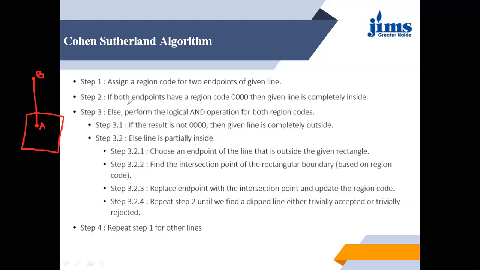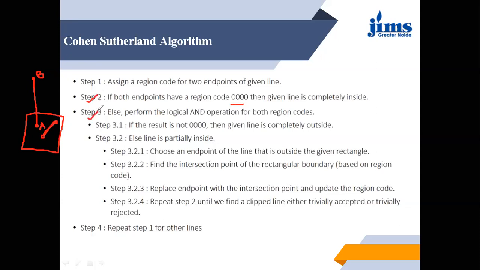Step 2: if both endpoints have the region code 0000, then the line is completely visible. Meaning if both endpoints of the line, this one and this one, are inside, then the line is completely visible.